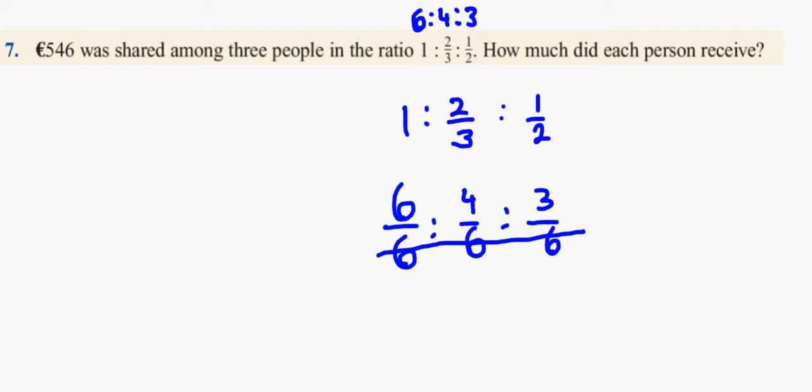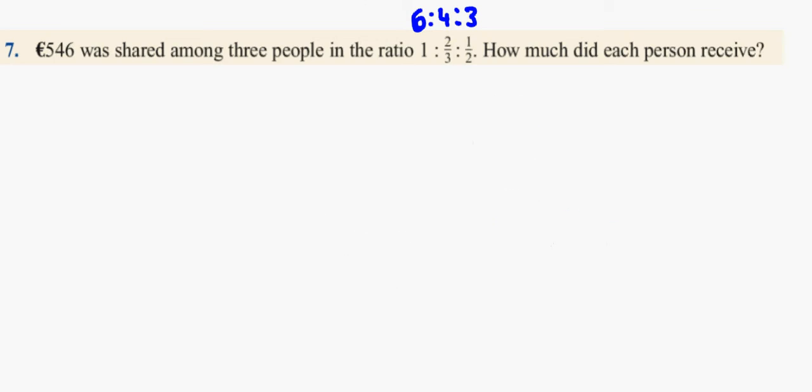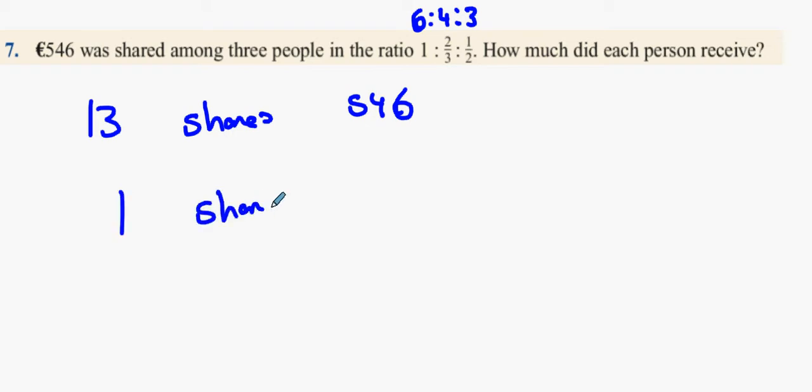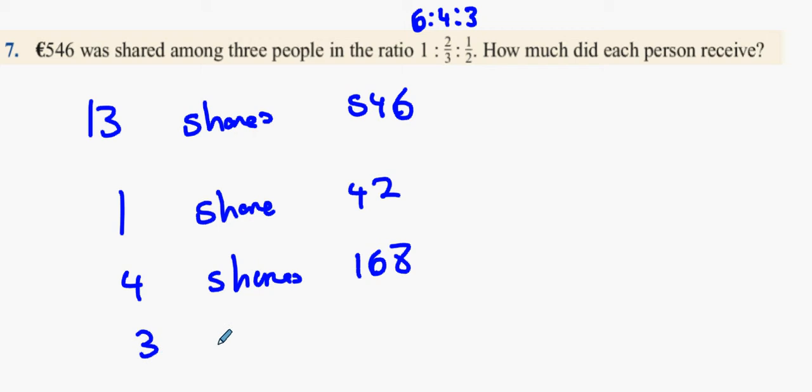Now here's what I'm going to do. How much does each person receive, okay? How many shares are there? Add them together. 13 shares is 546. Will somebody divide 546 by 13? 546 divided by 13 is 42. Then I want 4 shares. So multiply 42 by 4. 168. Multiply 42 by 3.